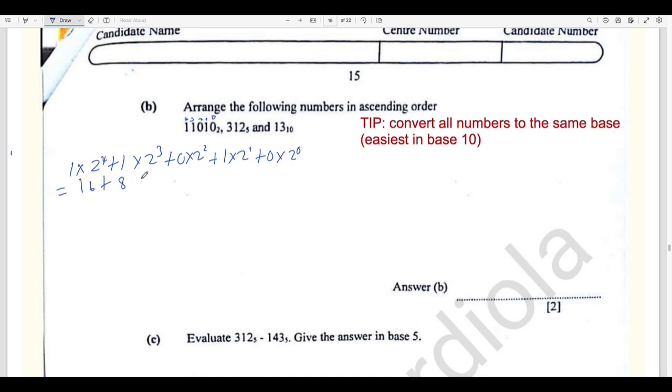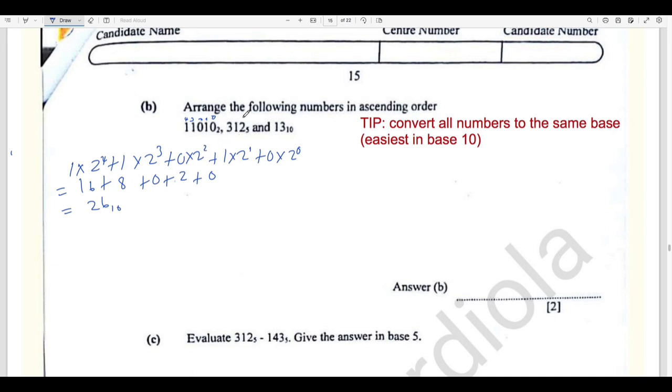Having expanded, now we need to write the values. 2 to the power 4, that's 16. 2 to the power 3, that's 8. 0 times 2 to the power 2, that's 0. 1 times 2 to the power 1, that's 2. 0 times 2 to the power 0, that's 0. So that's 16 plus 8 is 24, plus 2 is 26 base 10.